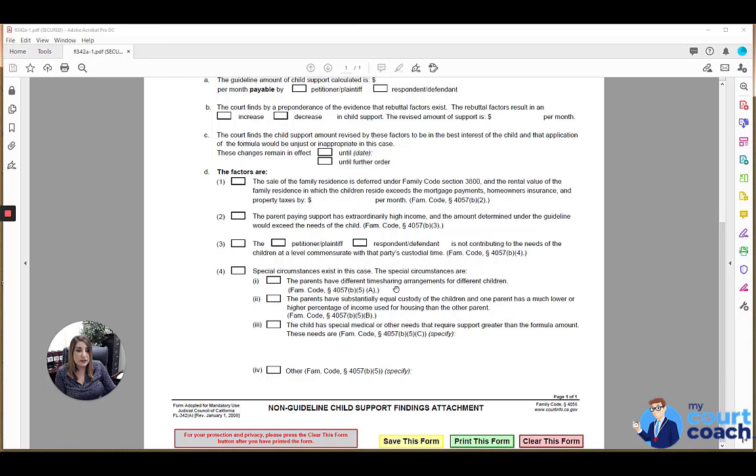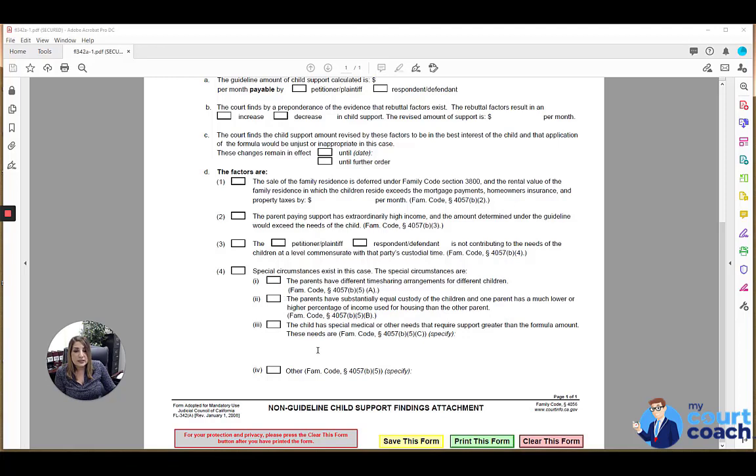If the parents have different time-sharing arrangements for different children, if the parents have substantially equal custody of the children, one parent has a much lower or higher percentage of income used for housing than the other parent, or if the child has special medical or other needs that require support greater than the formula amount, and then you just need to specify what those needs are. If any of these apply as for why you're deviating from guideline, check the appropriate box.